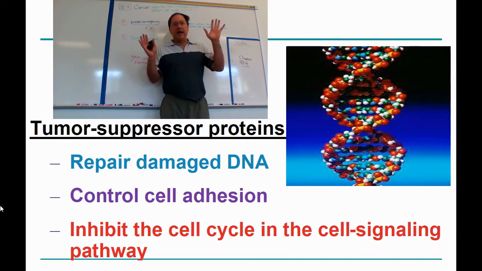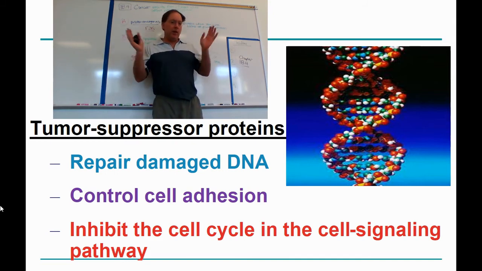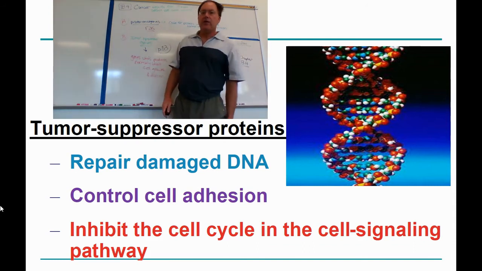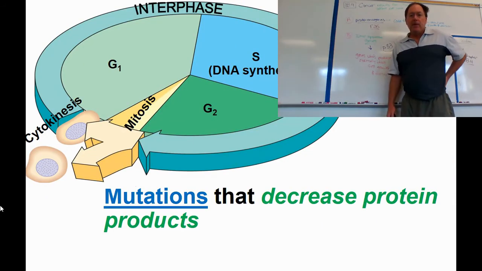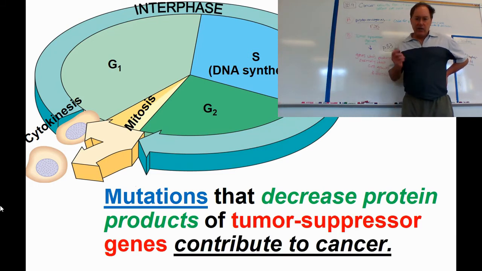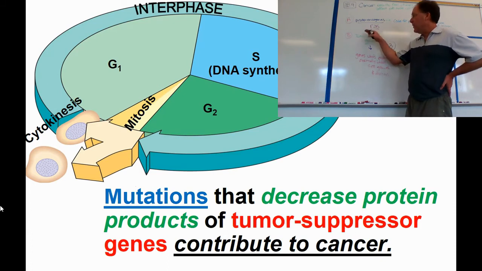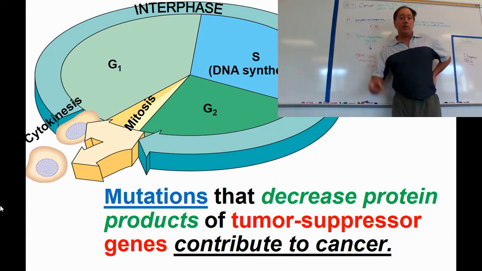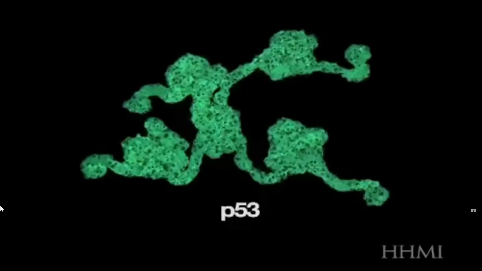And they will just stop dividing. And tumor suppressor genes play a role in all of this, the proteins that they make. So they're really, really important. Mutations that decrease protein products of tumor suppressor genes can contribute to cancer. You can imagine that if you have a mutation here and you don't make this as much, then you're not going to suppress tumors as well as you once did.